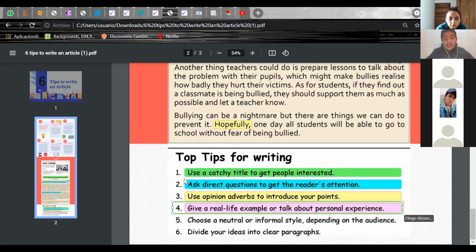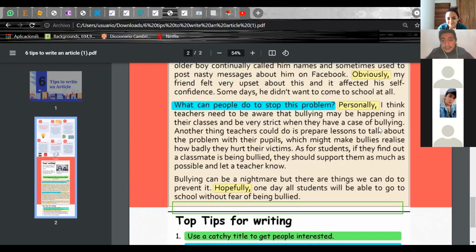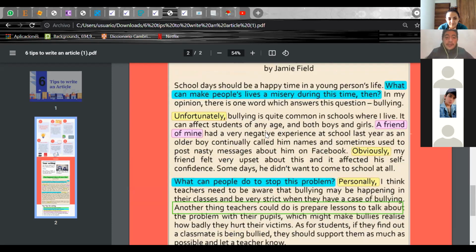Okay, yes, this is also really important for the reader because it's important for us to give a real example about the topic. Maybe we can write about our real experiences, our personal experiences. So in this case, it says a friend of mine, un amigo mío. And we can tell the experience of a friend in this case. Or also we can tell our personal experience about something.